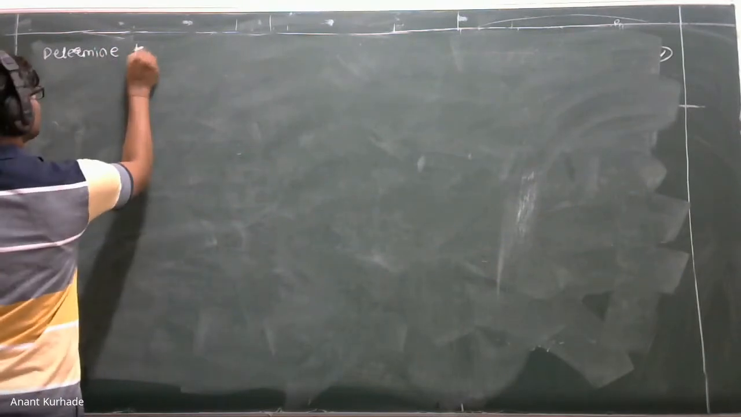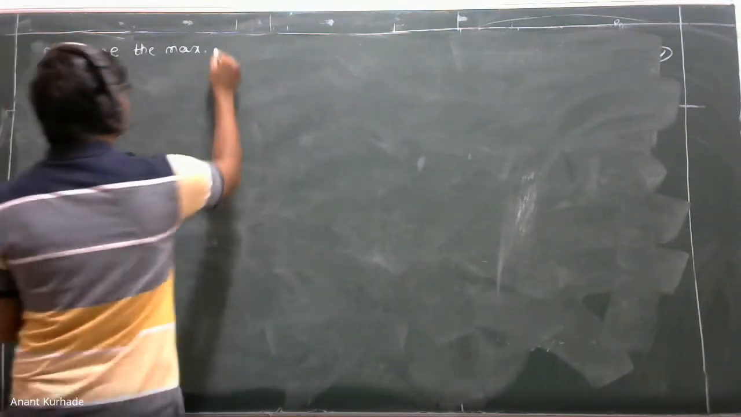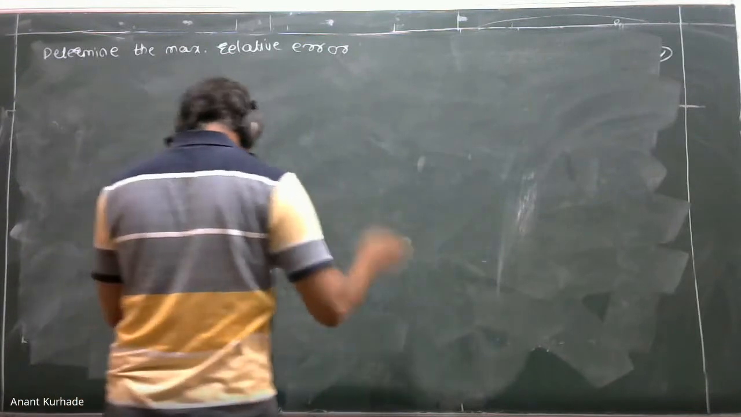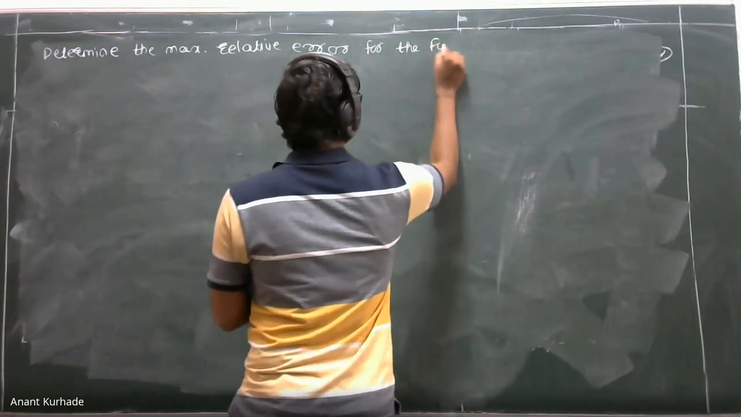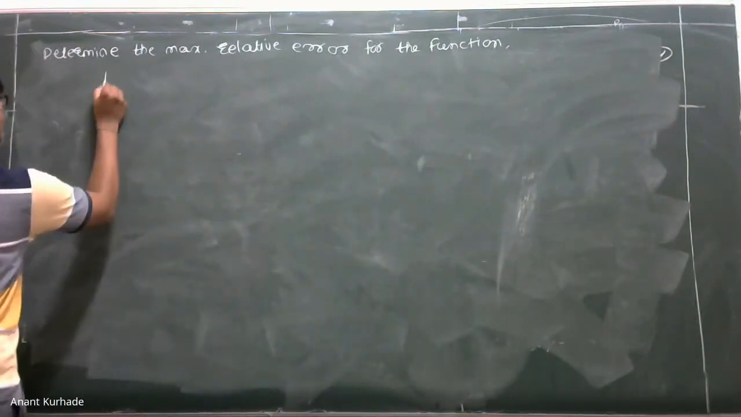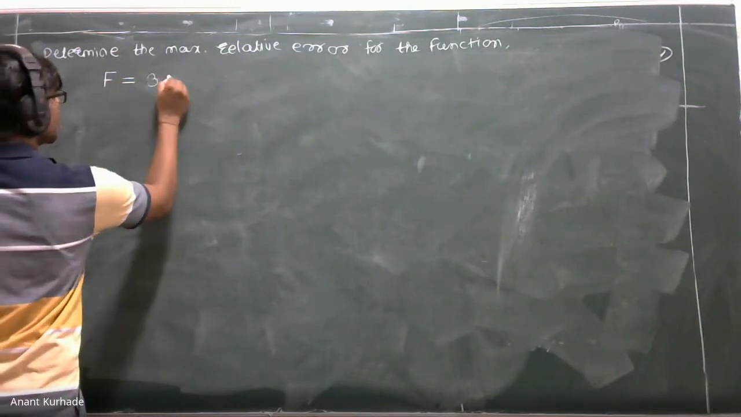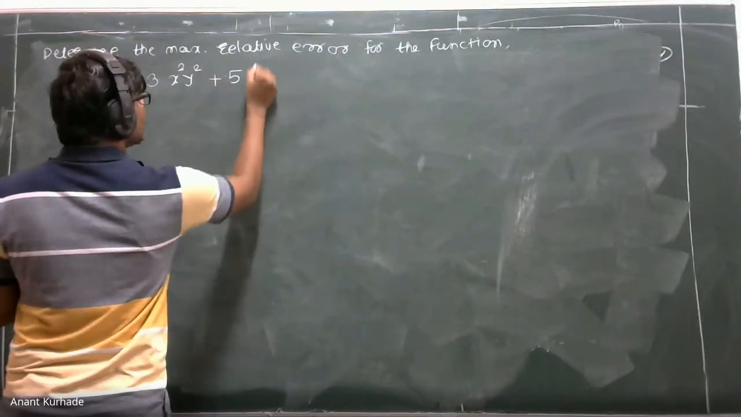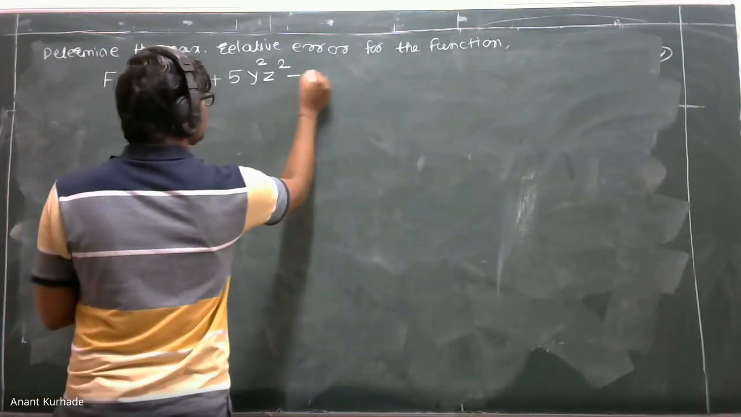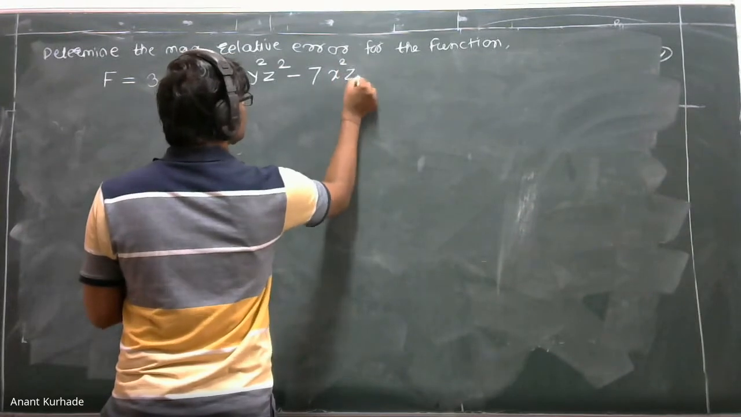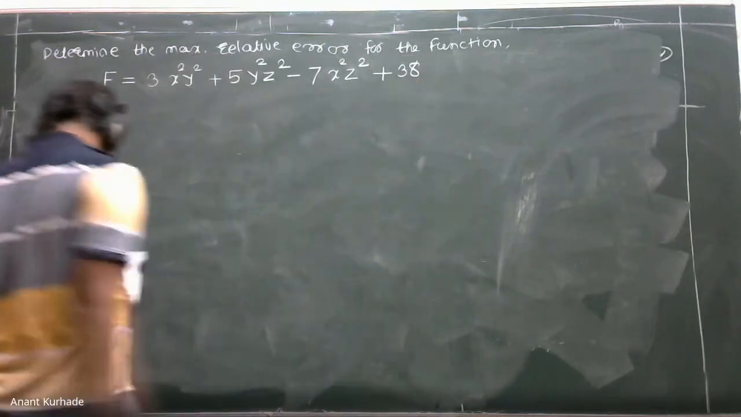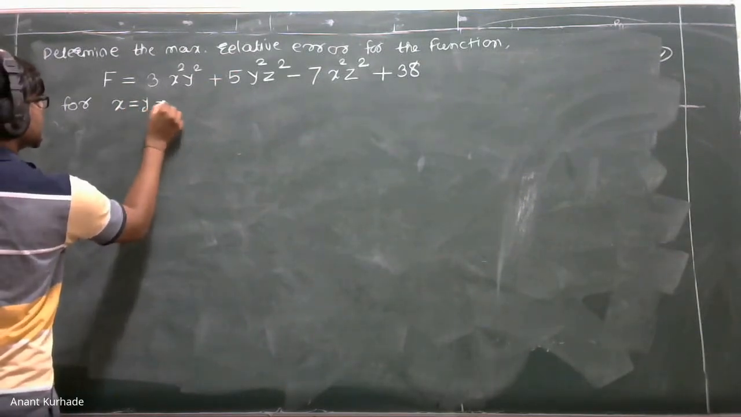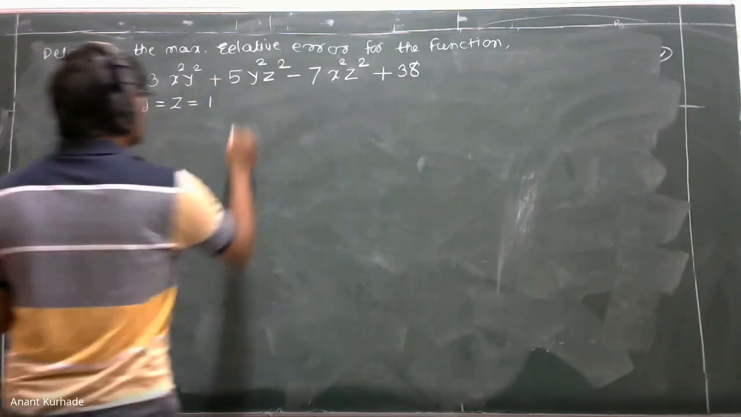Determine the maximum relative error. Don't get confused here; maximum just means calculate only the maximum error for the function. Now write down this function: f is equal to 3 x square y square plus 5 y square z square minus 7 x square z square plus 38, for x is equal to y is equal to z is equal to 1.